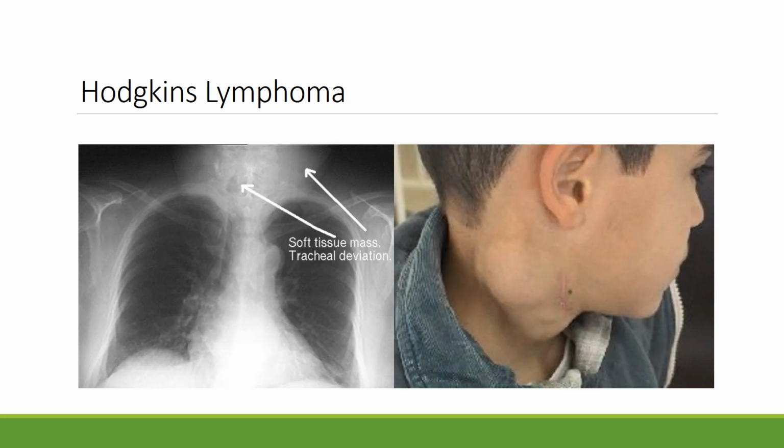On the right, the lymph nodes of someone with Hodgkin's lymphoma are evident. Sometimes these soft tissue masses can push against the trachea and cause tracheal deviation. You can see this in the X-ray on the left.